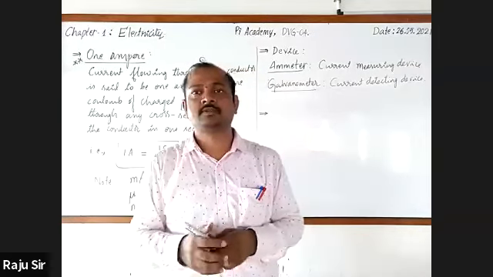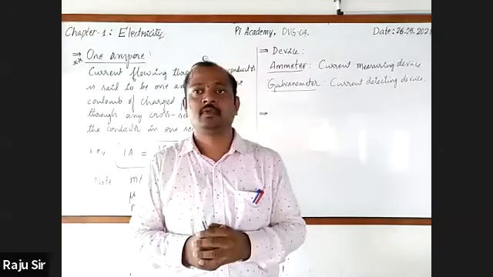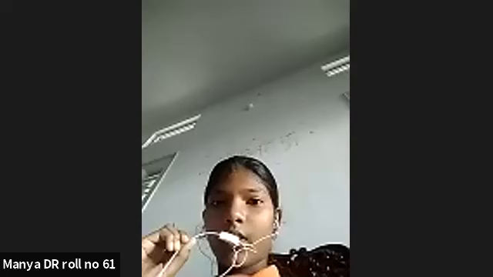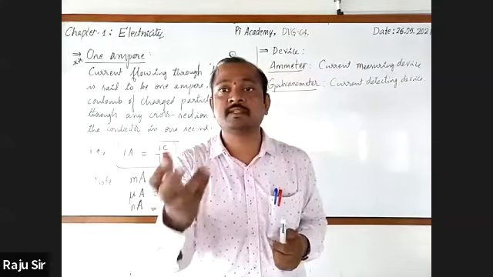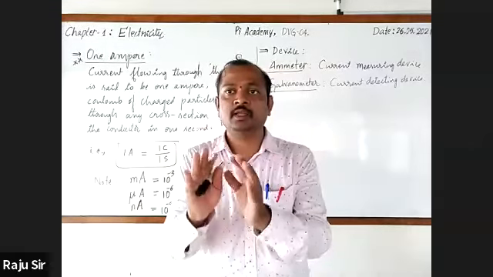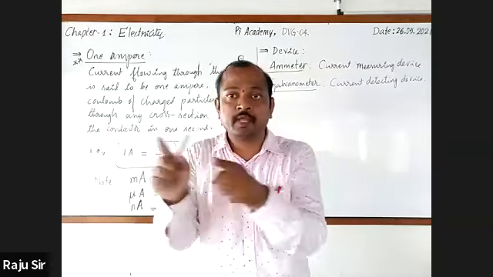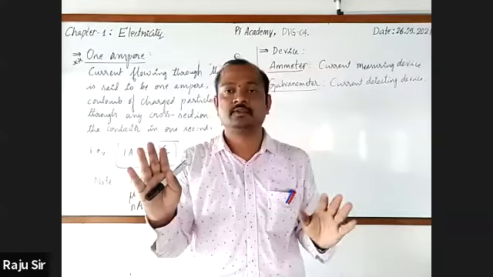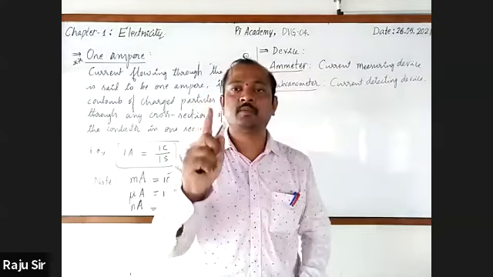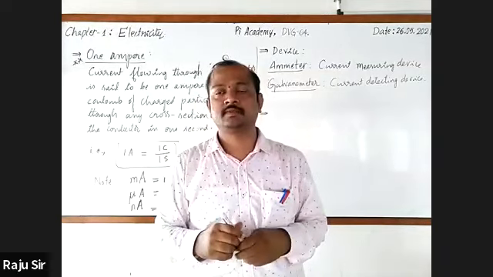Ammeter may burn, sir. Ammeter is always connected in series. Resistance is low, sir. One is, ammeter is a low electric resistance device. It will not oppose the flow of electrons. One thing. Second thing, when it is connected in series, it will not change the current. So that is why it is always connected in series.